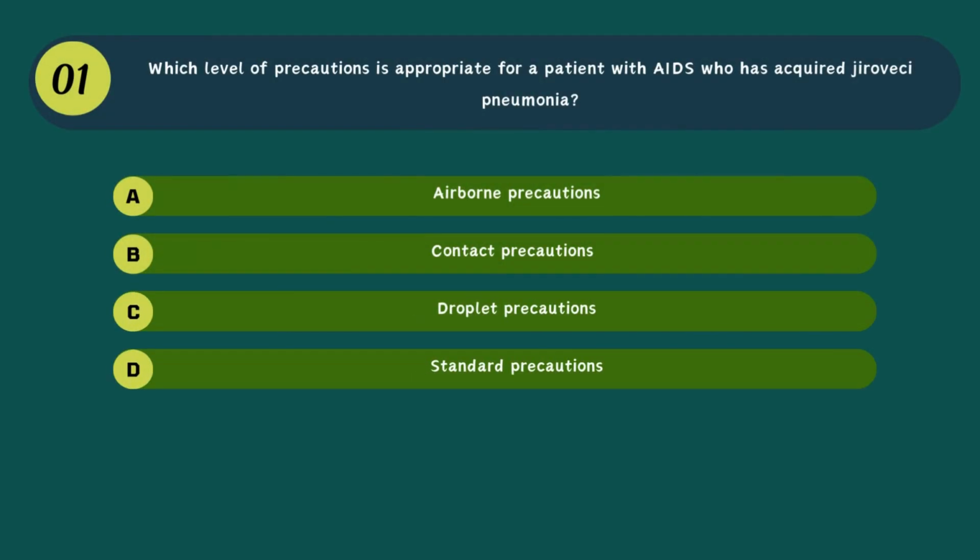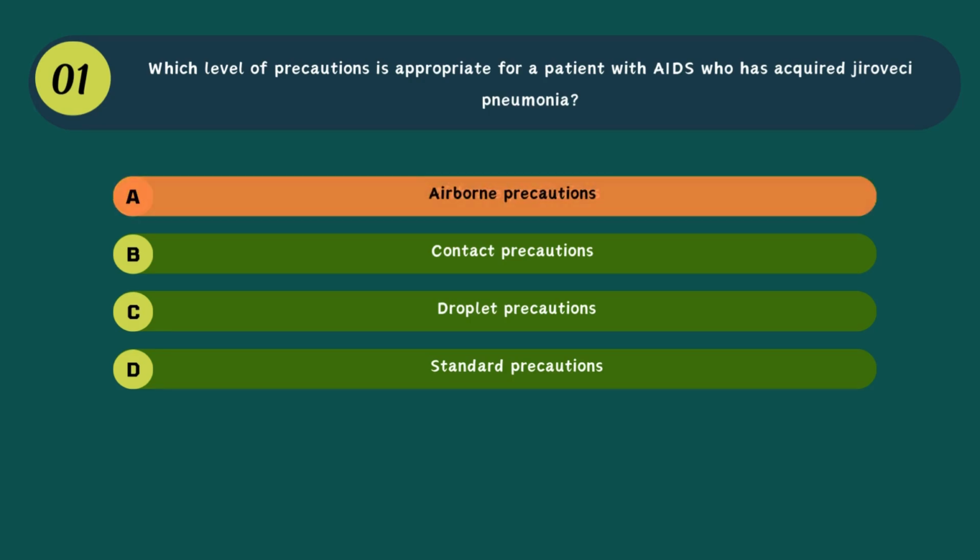Question 1. Which level of precautions is appropriate for a patient with AIDS who has acquired Jirovecii pneumonia? A. Airborne precautions. B. Contact precautions. C. Droplet precautions. D. Standard precautions. Correct answer: A. Airborne precautions.